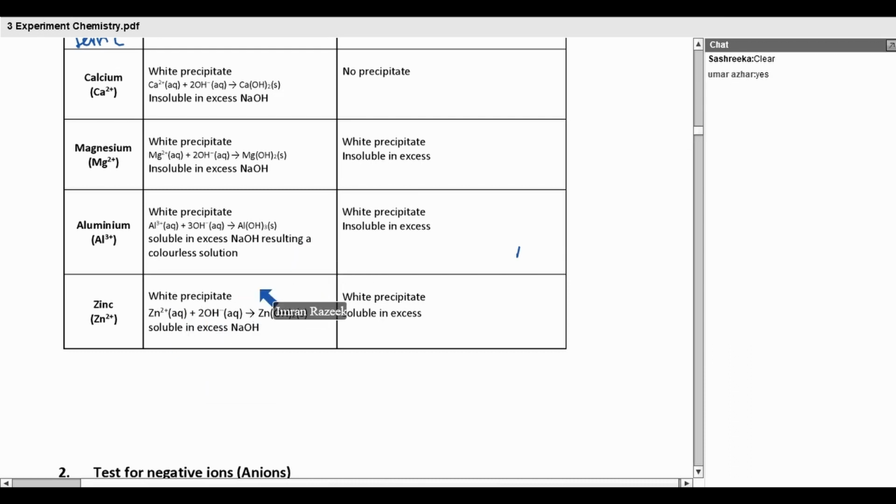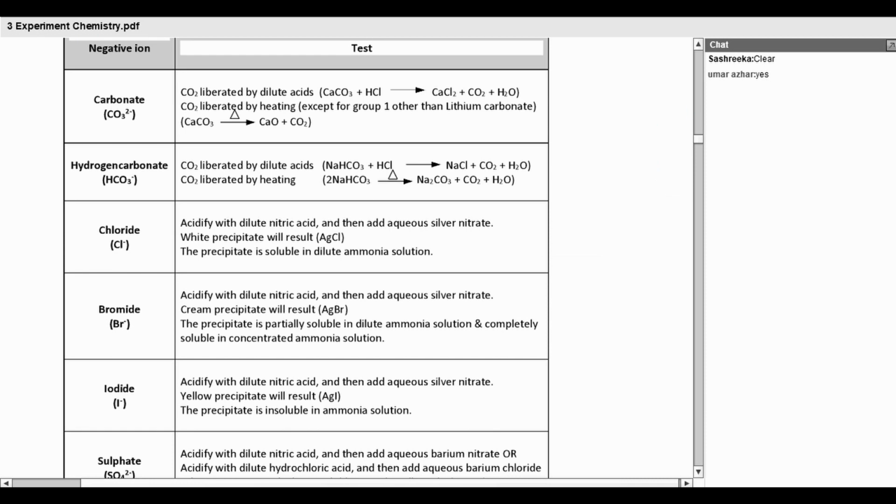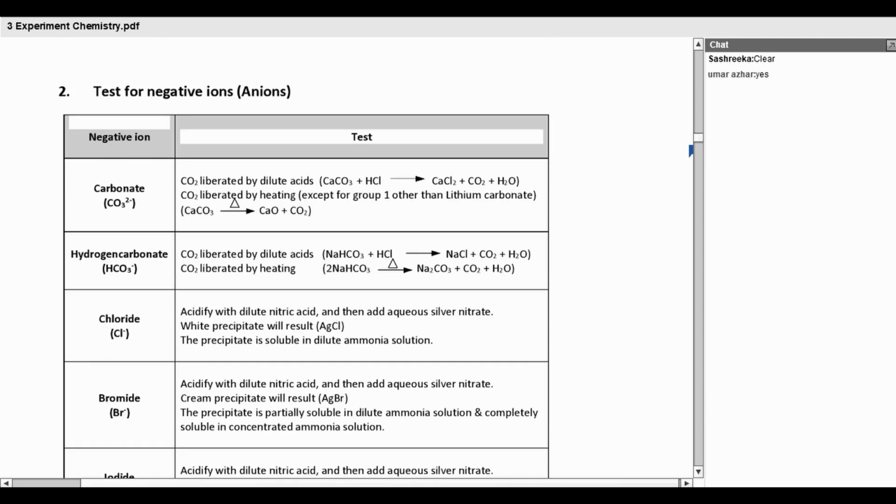As for zinc, you get a white precipitate which is soluble in both strong and weak alkali. So that's opposite of the observation of magnesium, where the white precipitate does not dissolve in both, whereas zinc is the only ion where the white precipitate dissolves in both. This is a summary of the test for the cations.